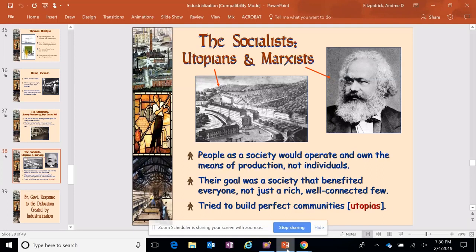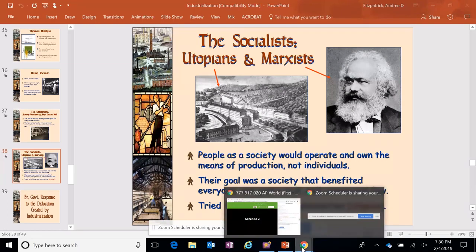And what would ultimately develop would be a classless society in which there was no bourgeoisie, there was no proletariat, everyone would be equal. So what Marx, remember, talked about was the proletariat being the workers rising up against the bourgeoisie, seizing the means of production, abolishing private property, and having a more equitable distribution of profit.